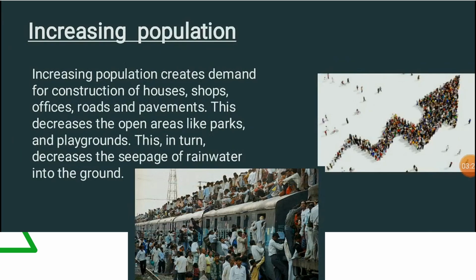First reason for depletion of water table. Increasing population creates demand for construction of houses, shops, offices, roads and pavements. This decreases the open areas like parks and playgrounds. This in turn decreases the seepage of rainwater into the ground.